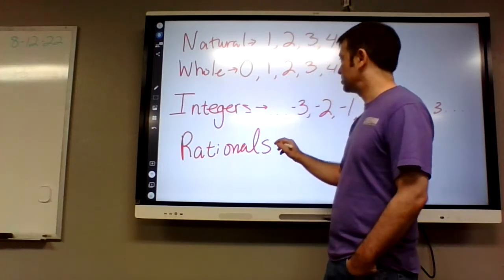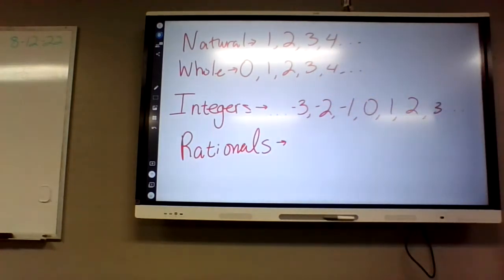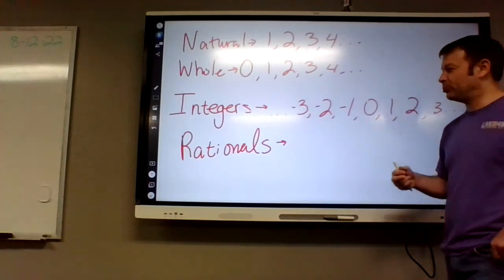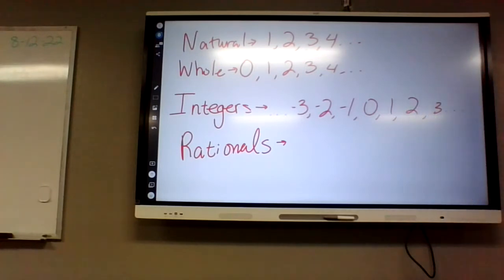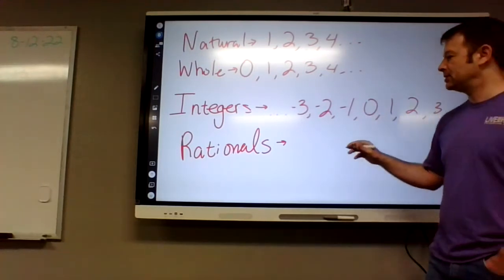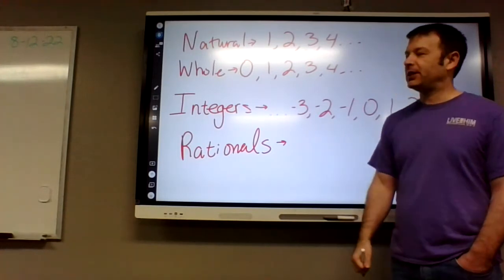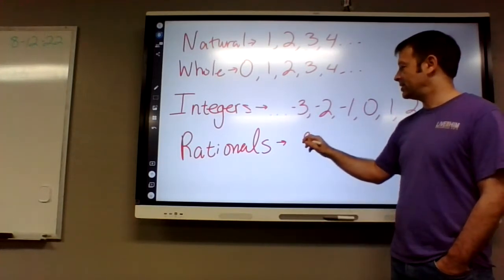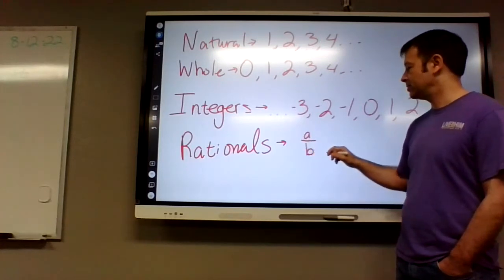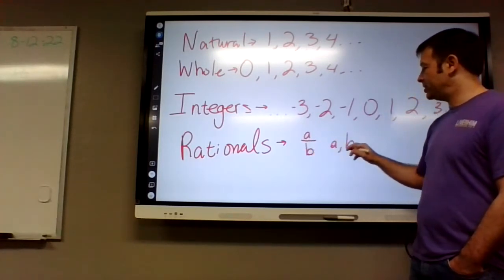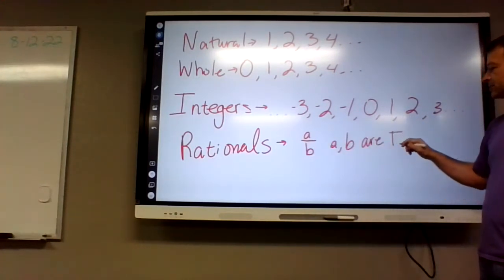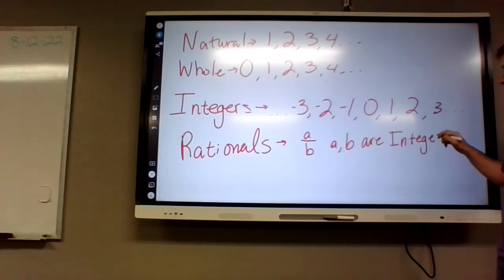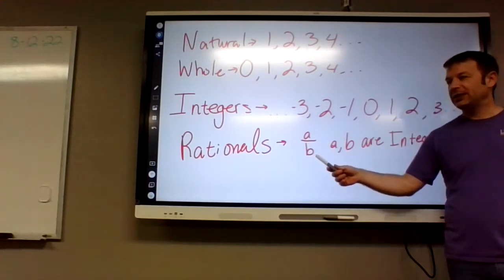rationals. Well, if you guys didn't remember what integers are, I'm guessing we'll definitely not remember what rationals are. This one's a little trickier. Rationals are anything that can be written, well, the technical definition's a little bit tricky. Anything that can be written as a normal fraction, A over B, where A and B are integers. So anything that can be written as a normal fraction.